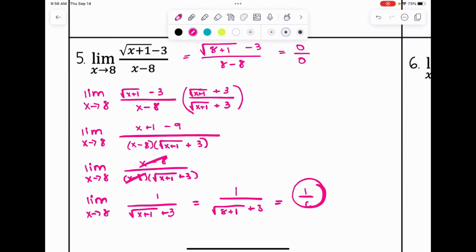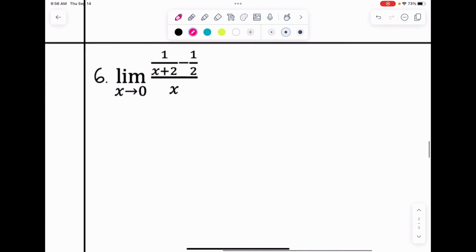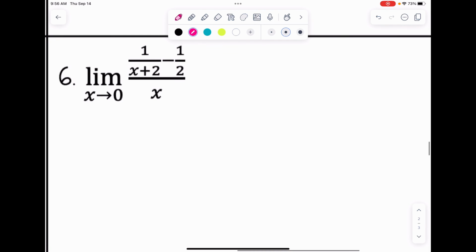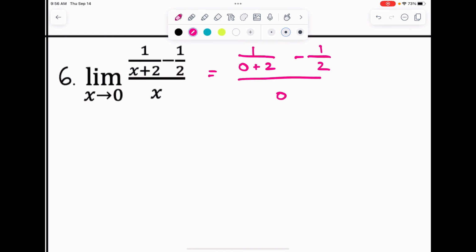All right, one last example here. This one looks a little bit different than the other ones that we have seen. So it's the limit as x approaches 0 of (1 over x plus 2 minus 1/2) over x. So we have a complex fraction going on here, a fraction in a fraction. We'll start by doing our direct substitution, and we will see that we are going to get 0 over 0, right? That numerator is 1/2 minus 1/2. The denominator is simply 0.